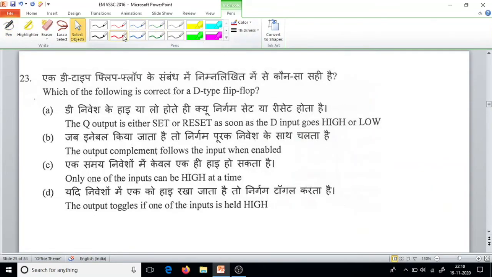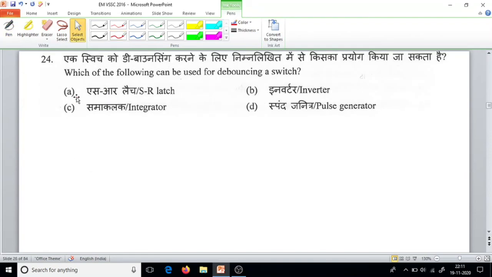Question number 23. Which of the following is correct for D-type flip-flop? Option A: the output is set or reset as soon as the D input goes high or low. Option B: the output complement follows the input when enabled. Option C: only one of the inputs can be high at a time. Option D: the output toggles if one of the inputs is held high. Most suitable is option A. That is, if input is high, output will be high. If input is low, output will be low.